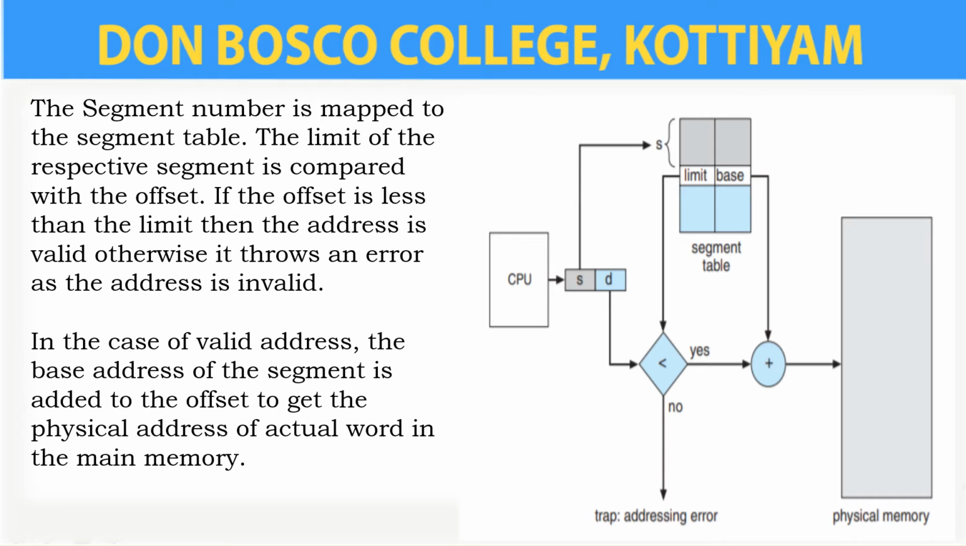So now we can check the segmentation hardware. Here we can see a figure. That is, it is containing a CPU, a physical memory, and a segment table.